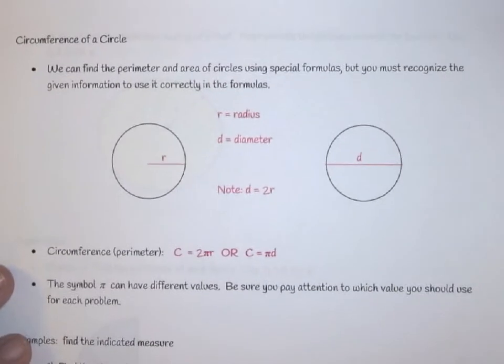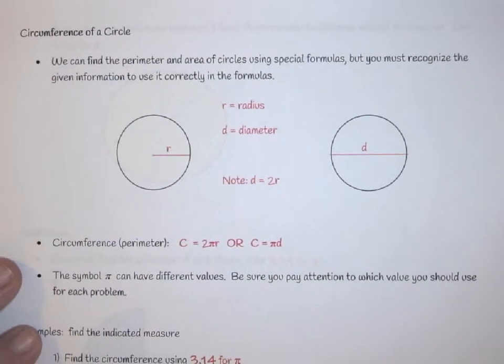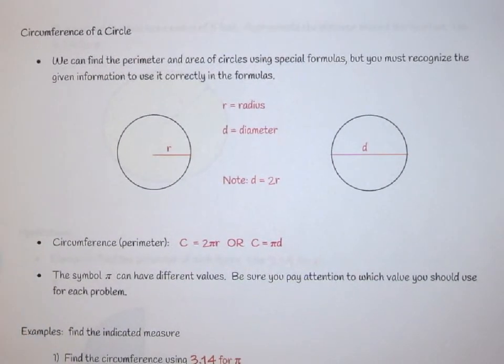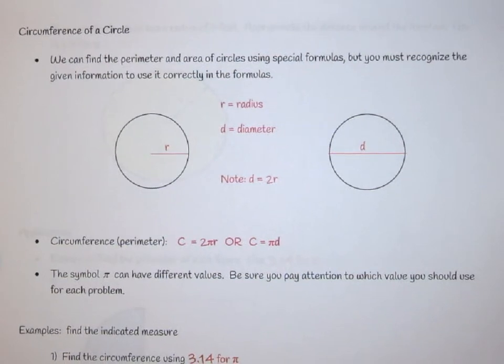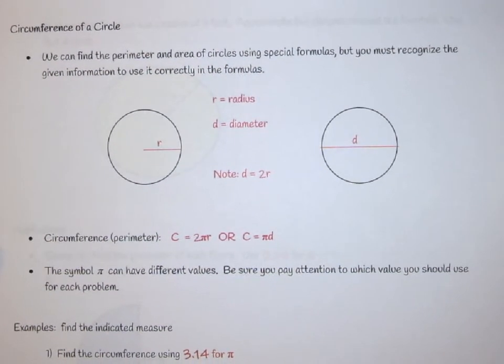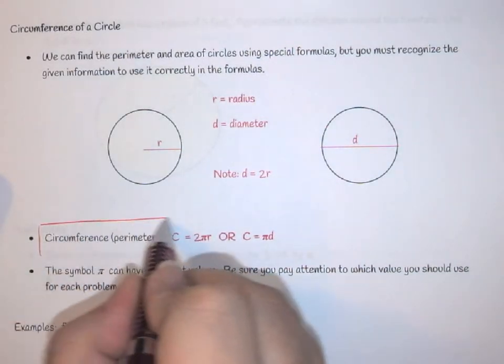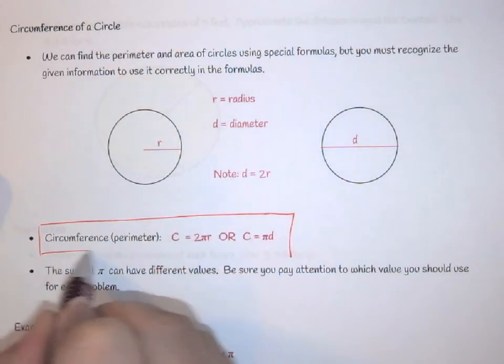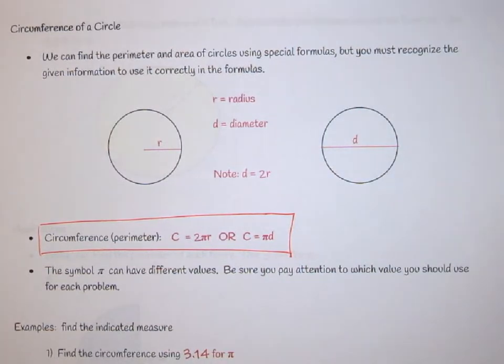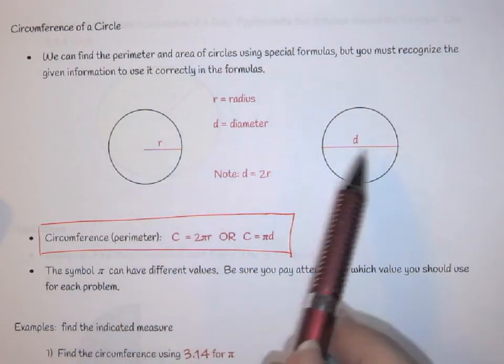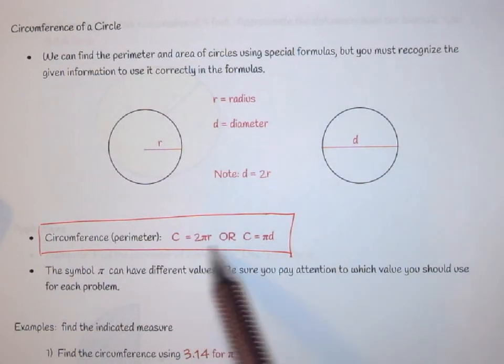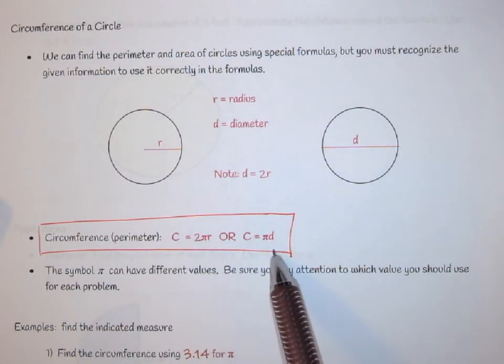Now circles are a completely different breed altogether. When we're talking about circles and we want to find the perimeter of a circle, it's called a circumference. Okay, so this would be the equation that we are looking at as the circumference of a circle. Now, depending on what you've been given, it's going to depend on which version of this equation you use.